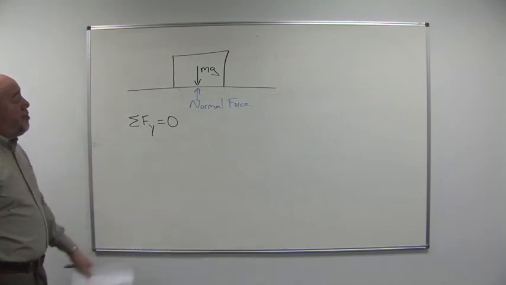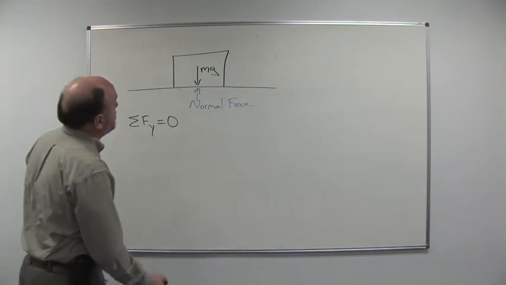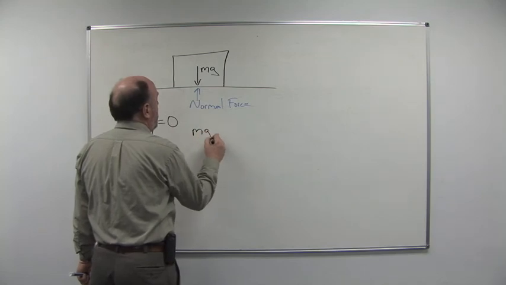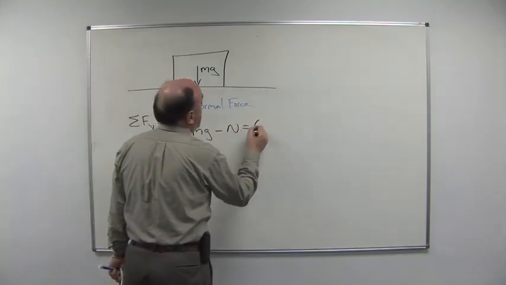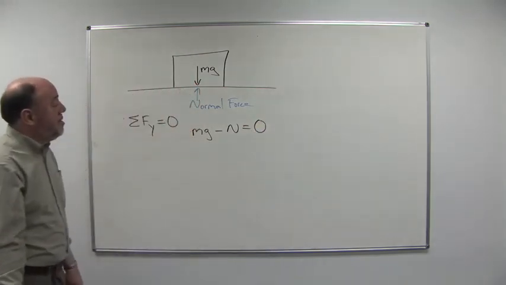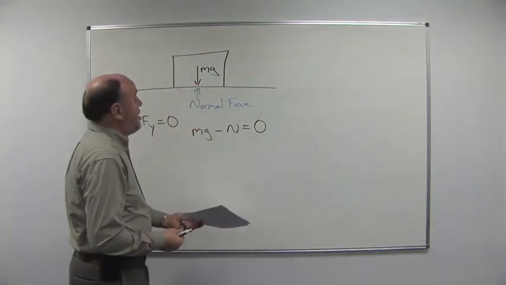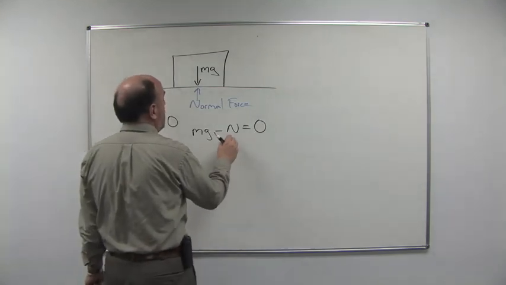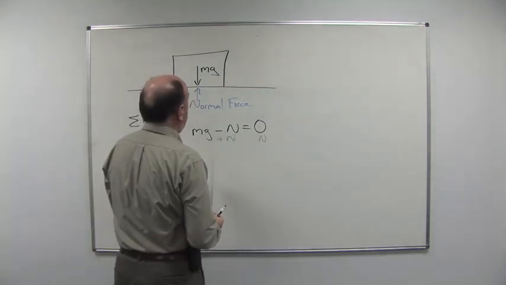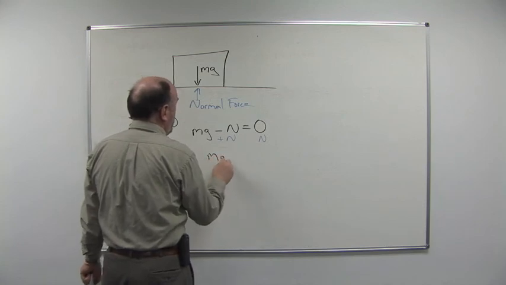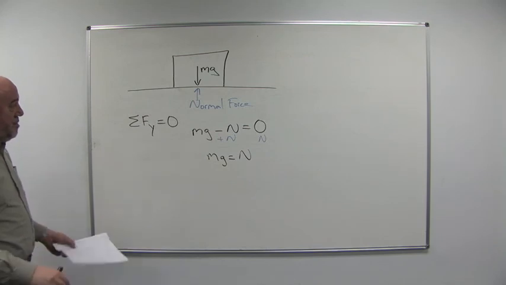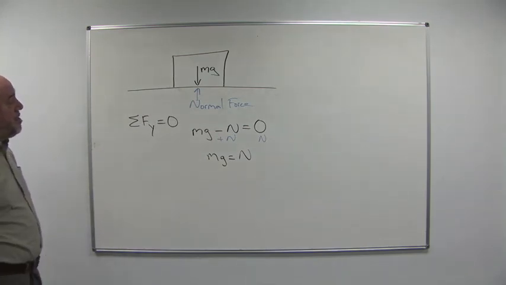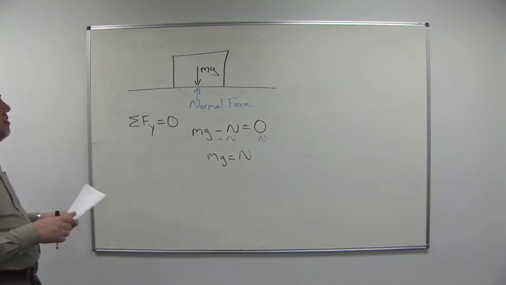So, if the weight of my object is in the positive direction, then the normal force would be in the negative direction, and this has to equal 0. And so we solve this for n, and we get that the normal force here is just going to equal the weight of my object. That's the first scenario.